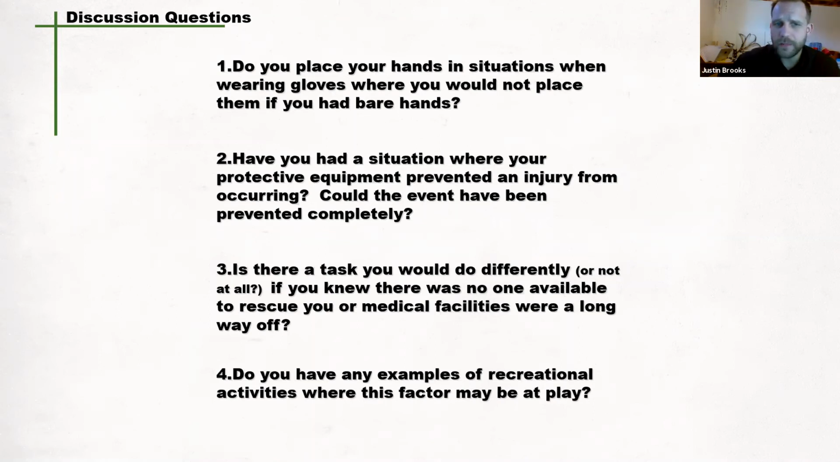Number three, is there a task that you would do differently or not at all if you knew there was no one available to rescue you or medical facilities were a long way off? And by a long way off, let's imagine that we're talking anywhere from 45 minutes to 2 hours. Number four, do you have any examples of recreational activities where this factor may be at play?